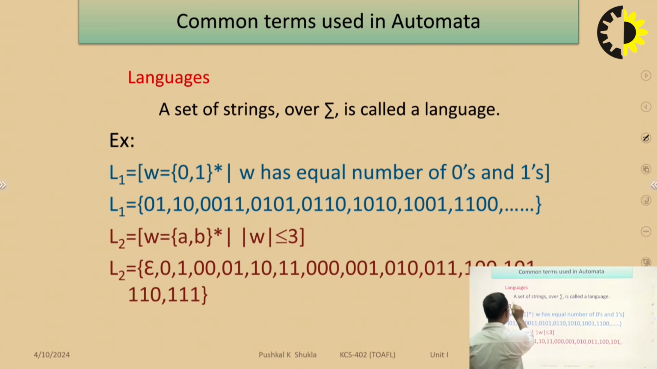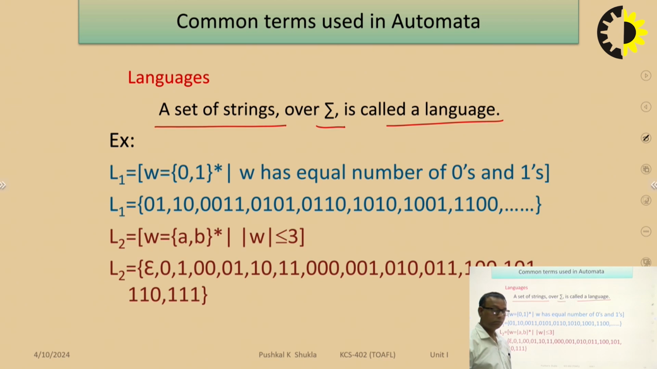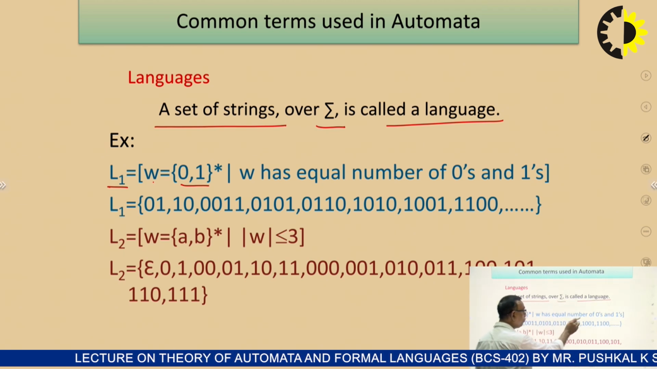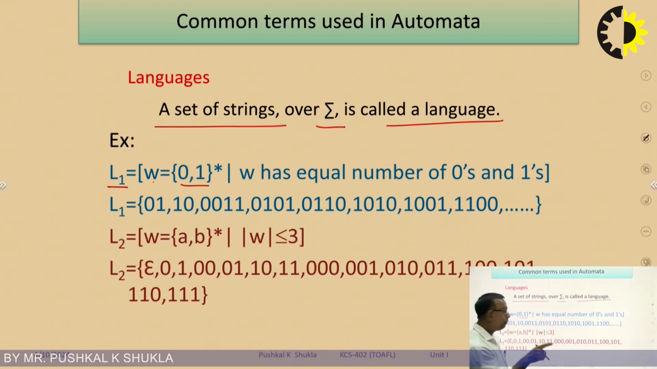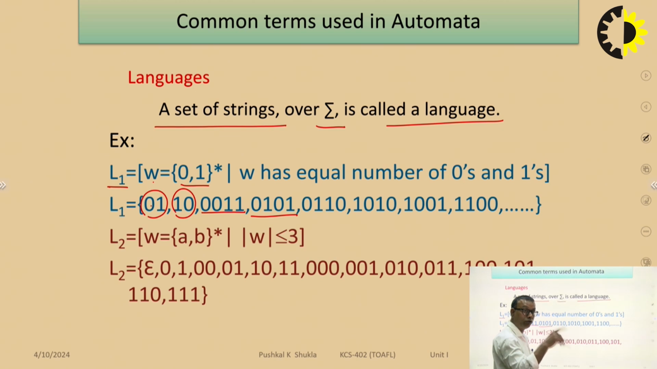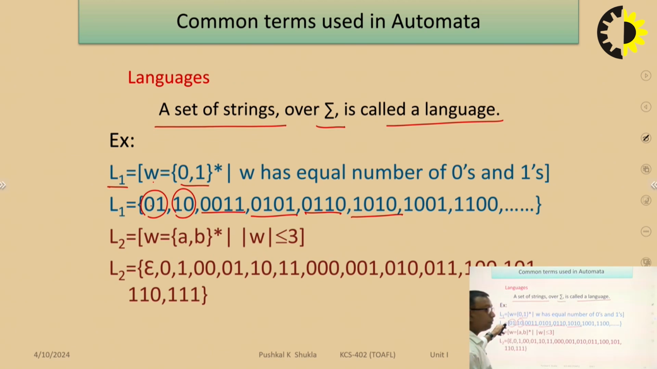Languages. A set of strings over sigma is called a language. A set of strings. For example, there is a language L1 equal to {W ∈ {0,1}* | W has an equal number of 0s and 1s}. So possible strings are those with equal numbers of 0 and 1 over the alphabet: 01, 10, 0011, 0101, 0110, 1010, 1001, 1100, and so on. All these strings will be part of the language.